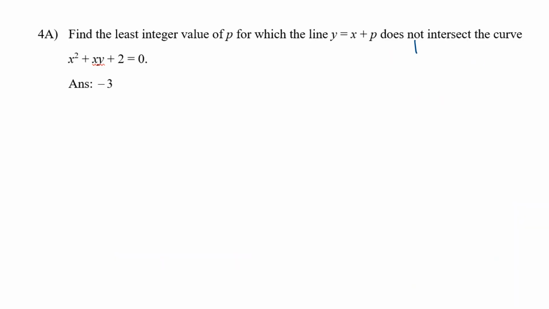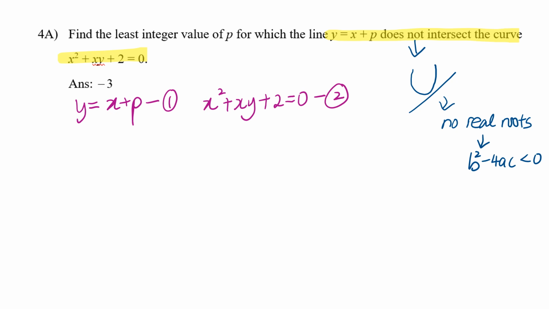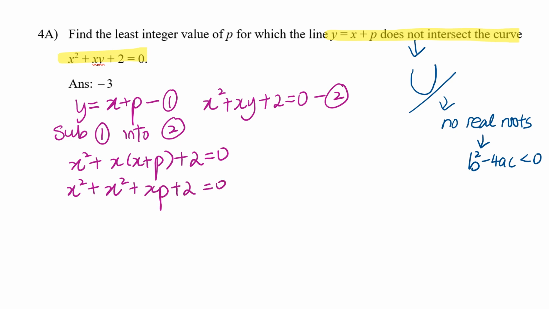So what's the concept here? The line does not intersect the curve, so it means there are no real roots. It means the value of b squared minus 4ac is strictly less than 0. So, as usual, form the equation in terms of x. Write down the values for a, b, and c.